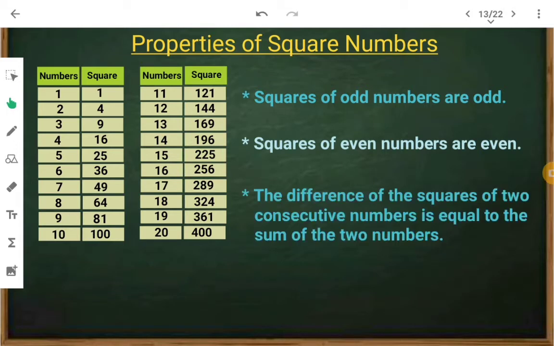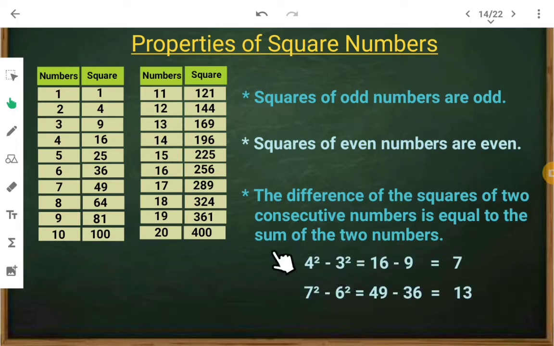And now the third property is the difference of the squares of two consecutive numbers. Consecutive means one after the next. Again I will read this. The difference of the squares of two consecutive numbers is equal to the sum of the two numbers. I will give you an example for this. 4 and 3 are consecutive numbers, right? One after the next. So the square of 4 is 16 and the square of 3 is 9.